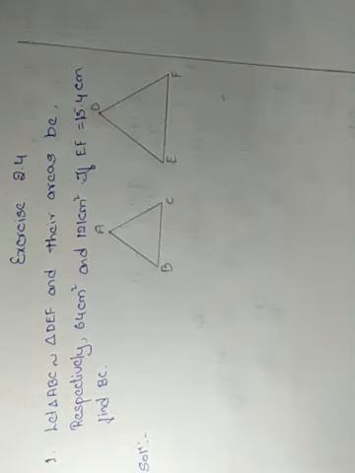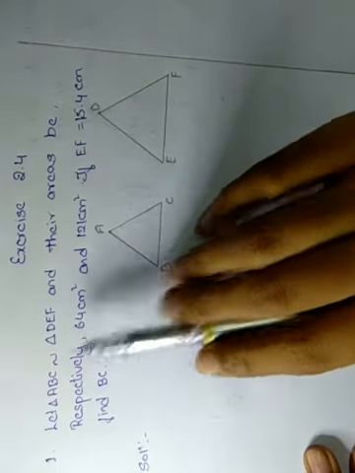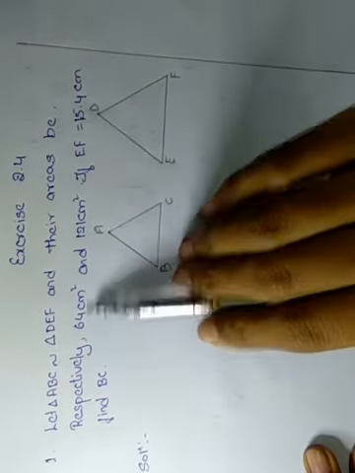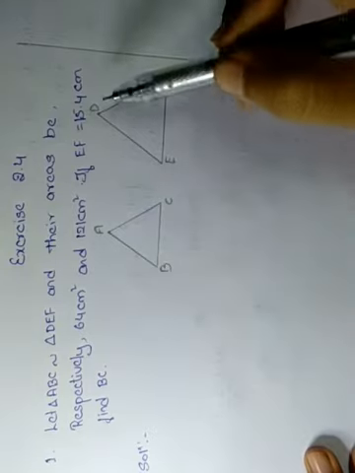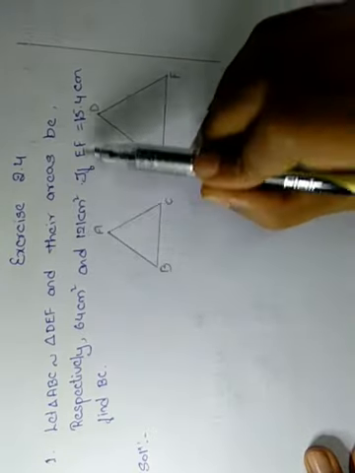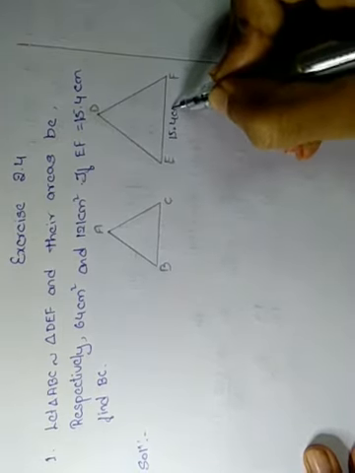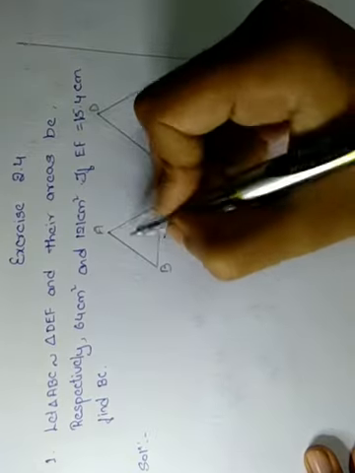Exercise 2.4, first problem. Let triangle ABC be similar to triangle DEF, and let their areas be, respectively, 64 centimeter square for triangle ABC and 121 centimeter square for triangle DEF, right? EF is 15.4 centimeter. We need to find BC.